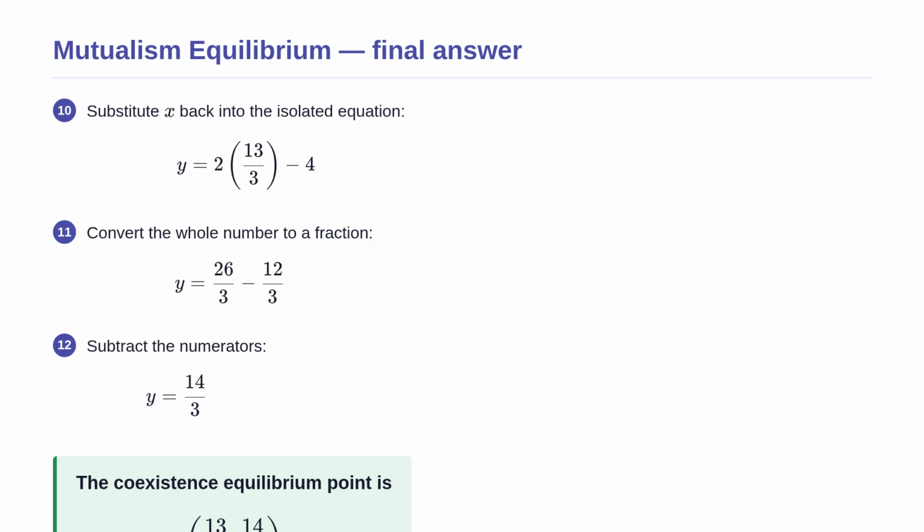Now that we have found the exact value of x, we must find the matching population for the second species. We substitute our fraction back into the isolated equation for y that we found earlier. We multiply the fraction by 2 to get 26 over 3. Then we convert the whole number 4 into a fraction with a denominator of 3, which is 12 over 3. We do this so both terms have a common denominator, required for subtraction. Subtracting the numerators gives us 14 over 3. This is our final answer.